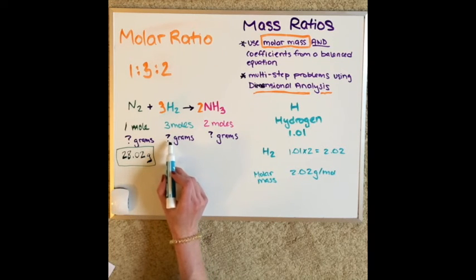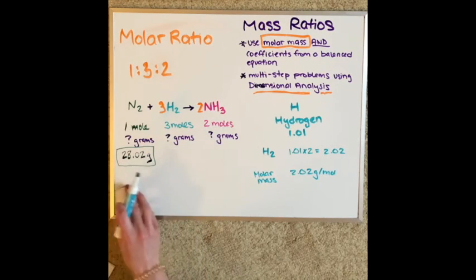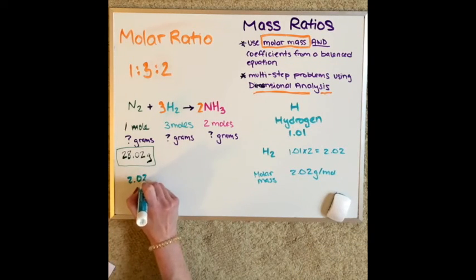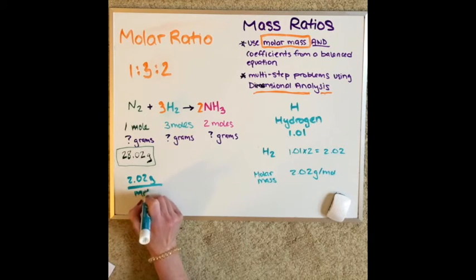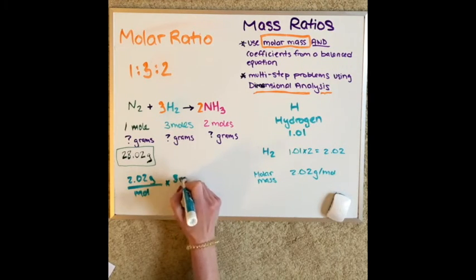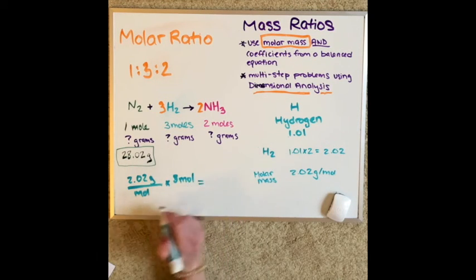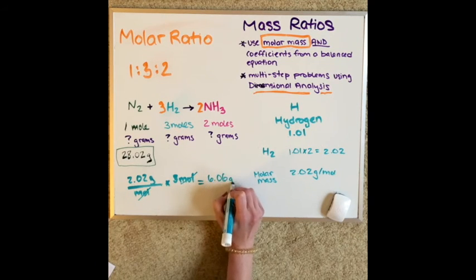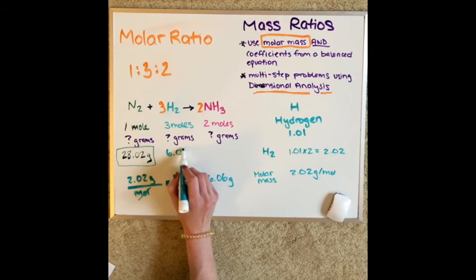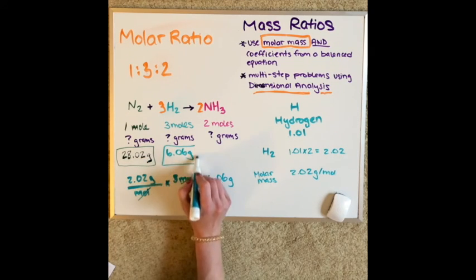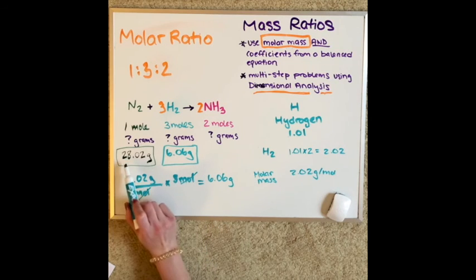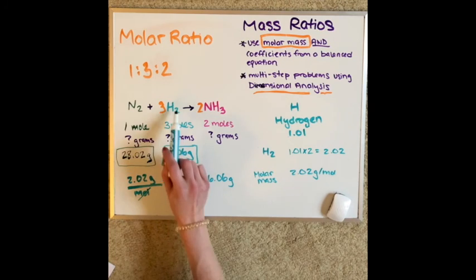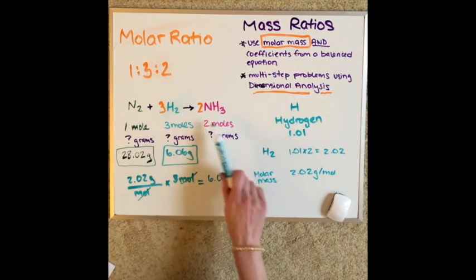So I need to know how many grams I have if I have 3 moles. So let's do the DA real quick. If I have 2.02 grams for every mole, and I have 3 moles, then I have 6.06 grams. So if you were measuring things in a lab, you'd find that 28.02 grams of nitrogen would react with 6.06 grams of hydrogen exactly to produce ammonia.